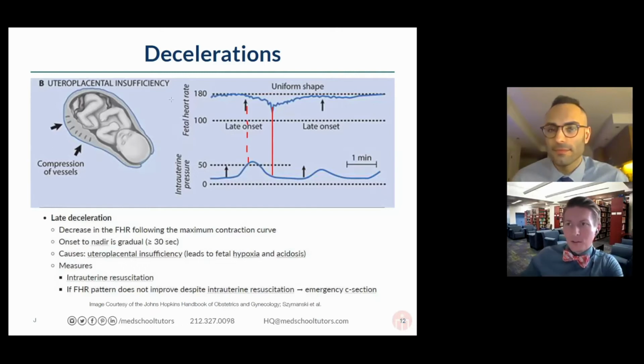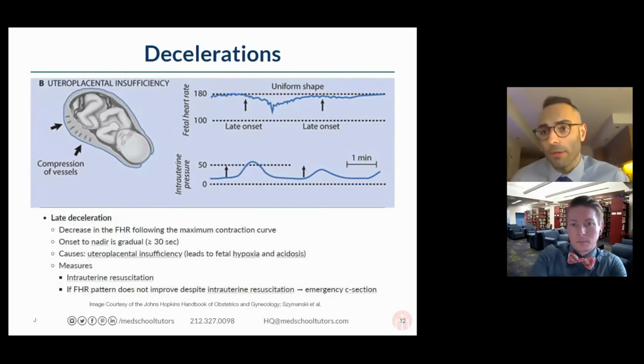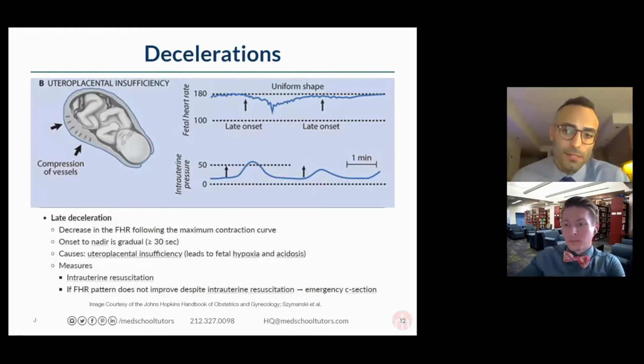Sam, anything to add to that about the late decels here? No, that was an excellent summary. And I think that some intrauterine resuscitation techniques that you may see on Step 2 CK can include amnioinfusion, that can help increase effective circulating volume for the fetus, that can help with these late decelerations. But as Joe was saying, the time is really on the clock in terms of getting this baby out, because this is a very concerning sign.